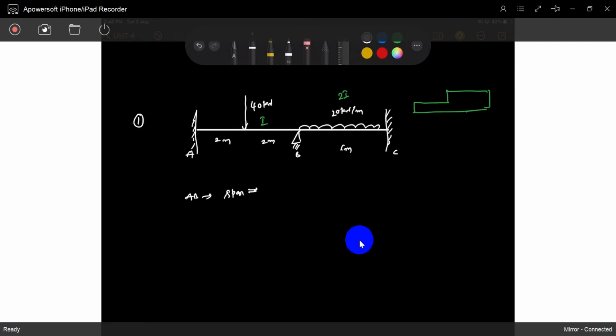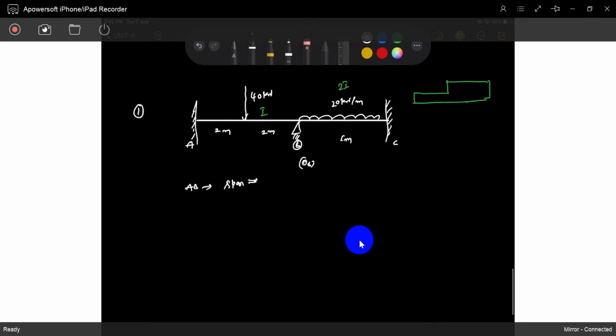AB span. Now I will consider B has experienced theta B in clockwise, based on that loading. We don't know what theta B is, and I don't know exactly whether it is clockwise or anti-clockwise, but I will take it as clockwise. If it is clockwise, how much is experienced?